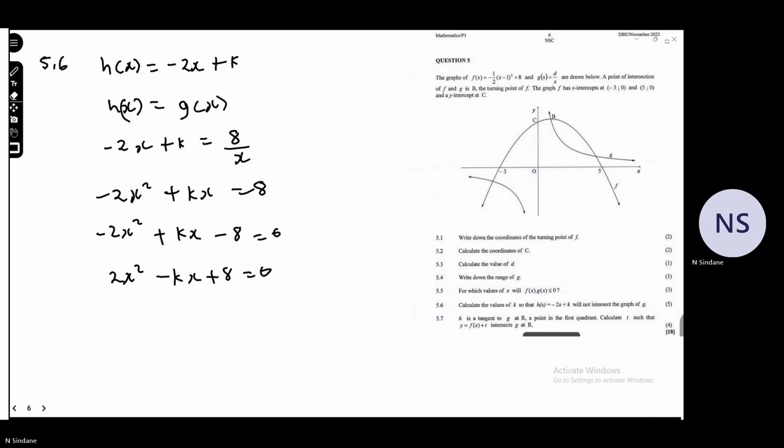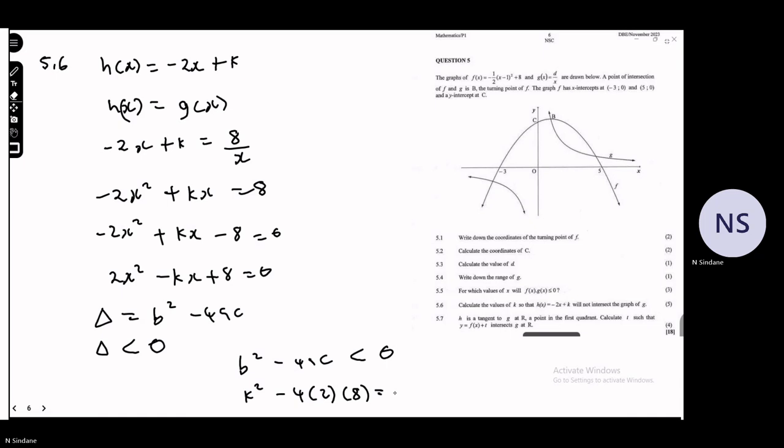So now we need to work with your discriminant. Discriminant is equals to b squared minus 4ac, right? For our graph not to touch, for our h of x not to touch g, we must have our discriminant being less. It must be less. So discriminant must be less than 0. So b squared minus 4ac must be less than 0. Substituting, what is b? In this case, b is represented by k. So this would be k squared minus 4 into a is represented by 2, c is represented by 8. This is less than 0, not equals to, this is less than 0. Then from there, k squared.